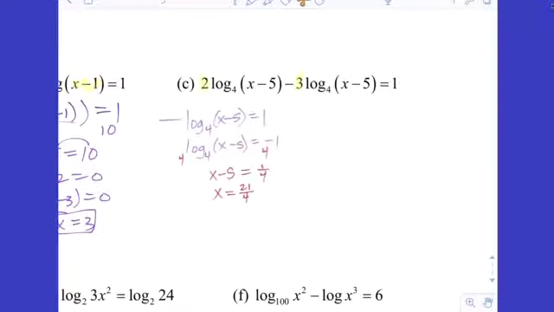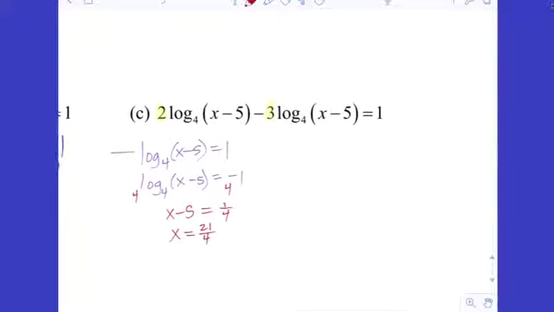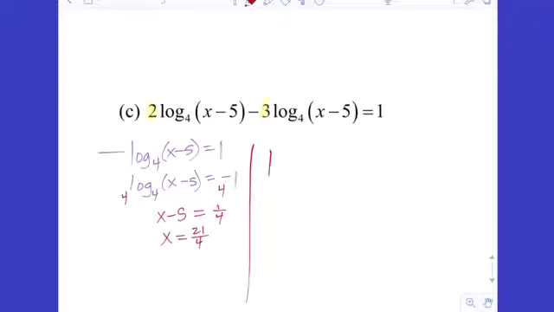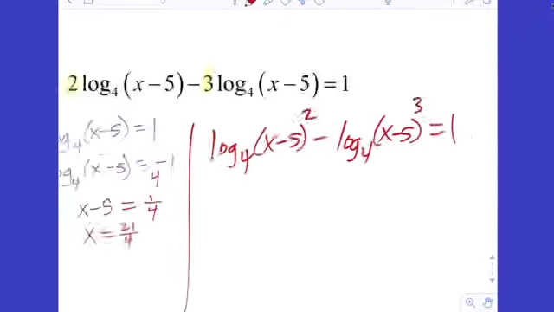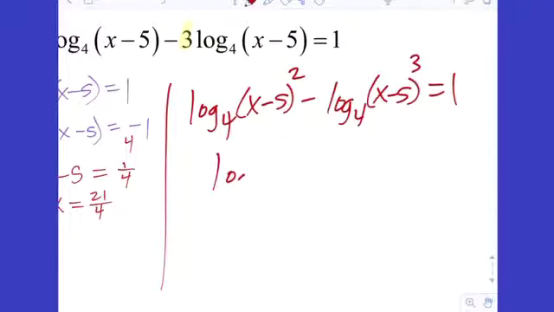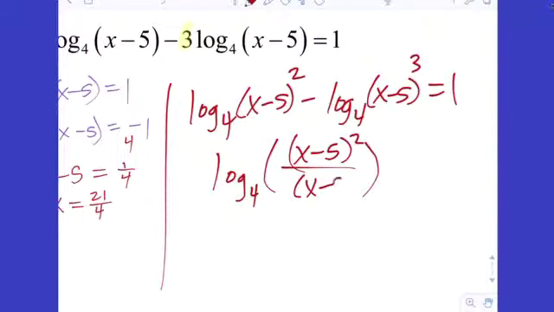If you didn't recognize they were like terms, and you brought the 2 and the 3 up, that would be log base 4 of (x minus 5) squared minus log base 4 of (x minus 5) cubed equals 1. It's another way to do it. Now you'll condense, and you know you have a negative term, so you have a denominator. So the numerator is (x minus 5) squared, and the denominator is (x minus 5) cubed, and that equals 1.